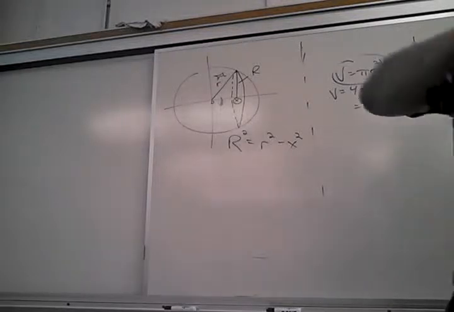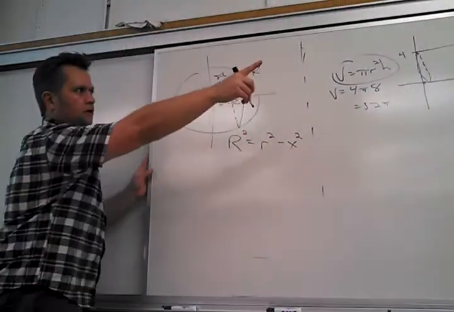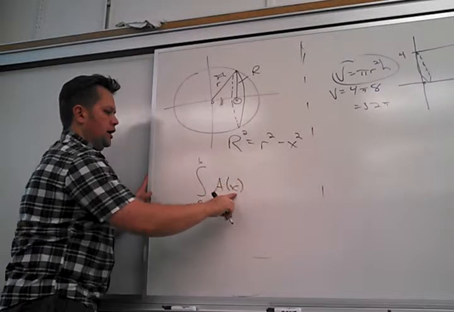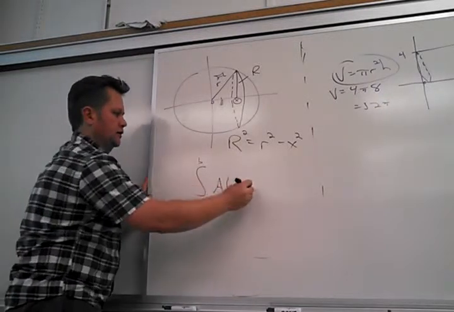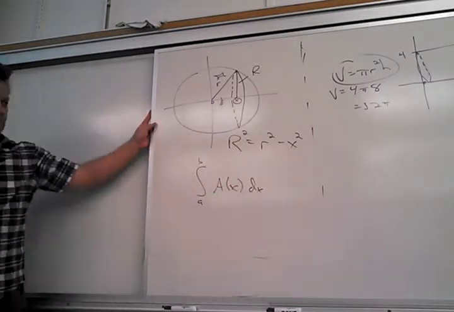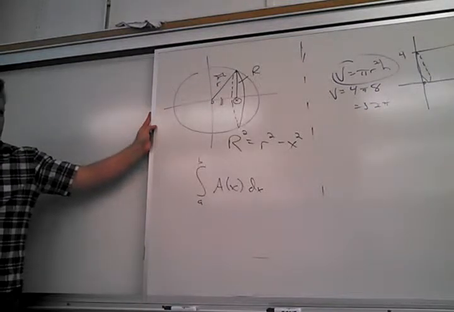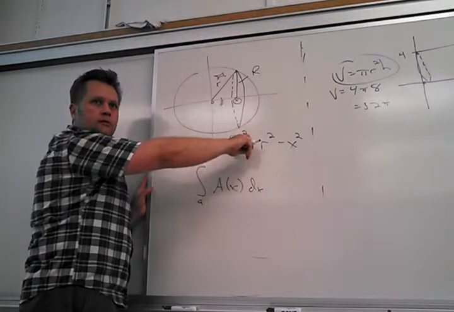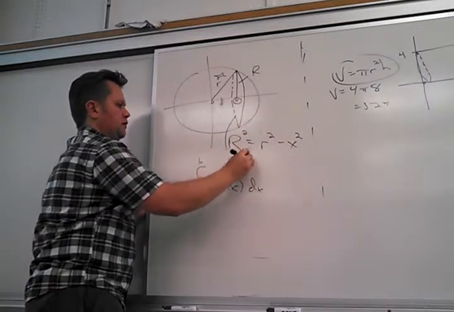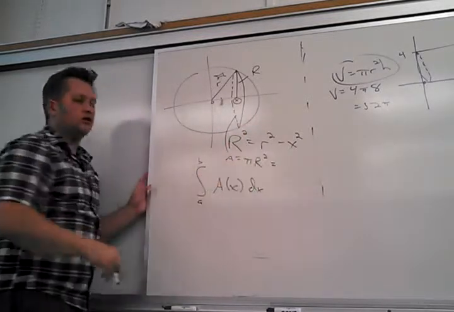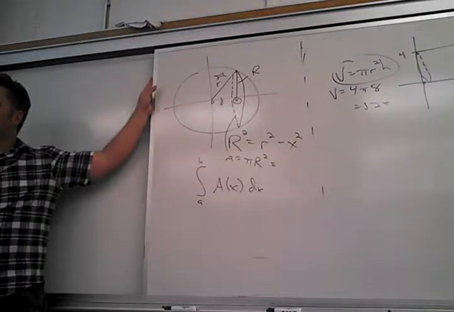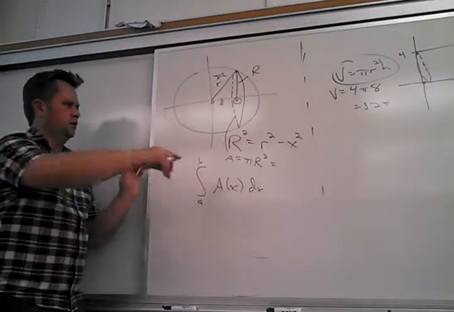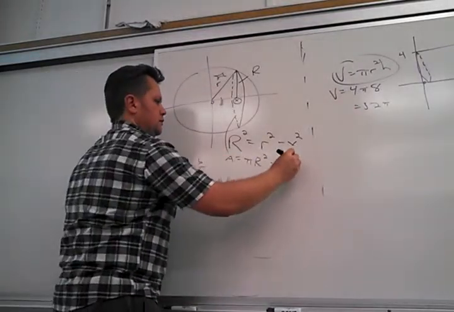So let's go back to the basics here. I want to go for the integral from a to b of the cross-sectional area at any arbitrary x, dx. So what is my area going to be? Here's my radius squared. And of course the area of the circle is pi r squared, so I don't have to take it all the way down to r. So the area of my cross section is just going to be pi times this.